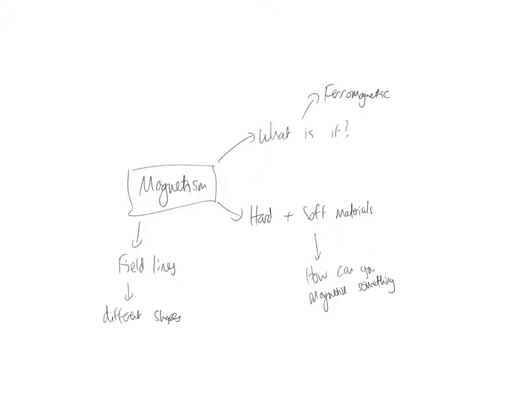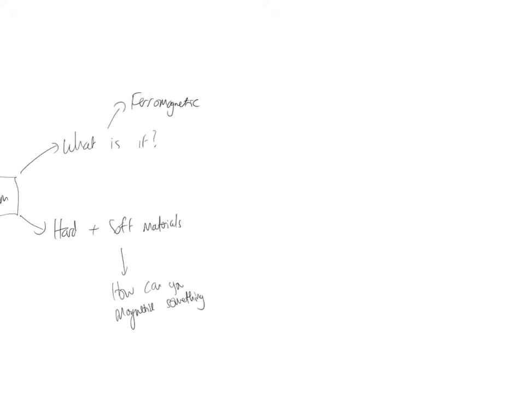We're going to look at field lines for different shapes. And also while we're at it, we're also going to look at electromagnets, which are a special type of magnet that can be switched on and off. Let's start by looking at what magnetism is.